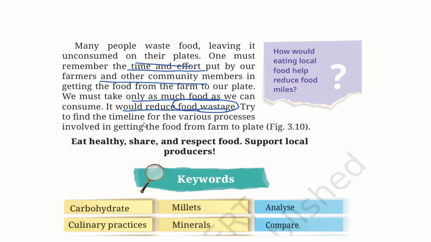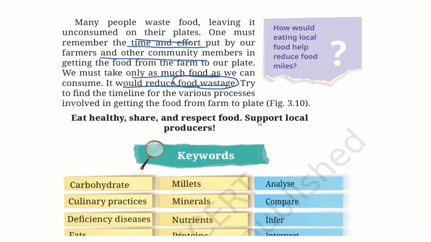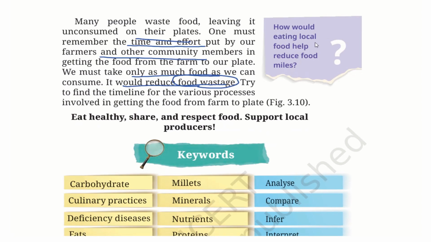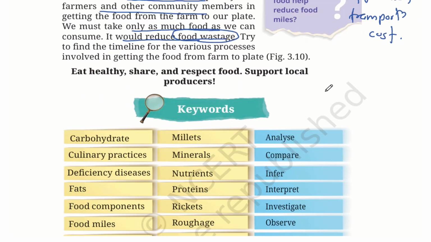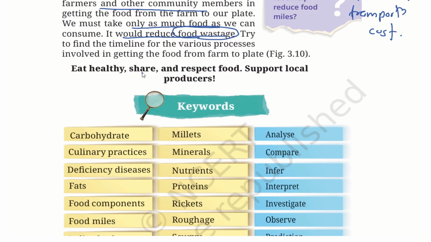Okay, so try to find out the timeline of the various processes involved in getting the food from farm to plate. This is the activity. And also, how would eating local food help reduce food miles? We are reducing the cost and pollution, even the transportation cost. In this way we can contribute to our country also. So eat healthy, share, respect the food, and support local producers.